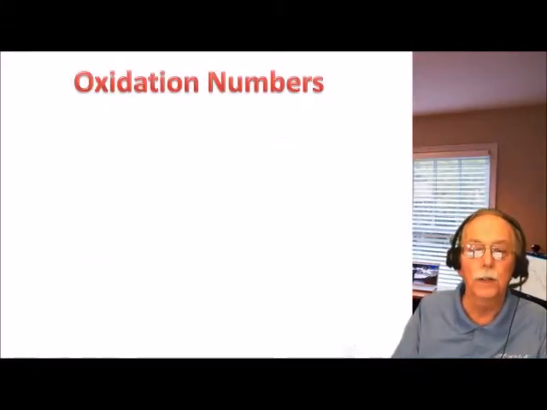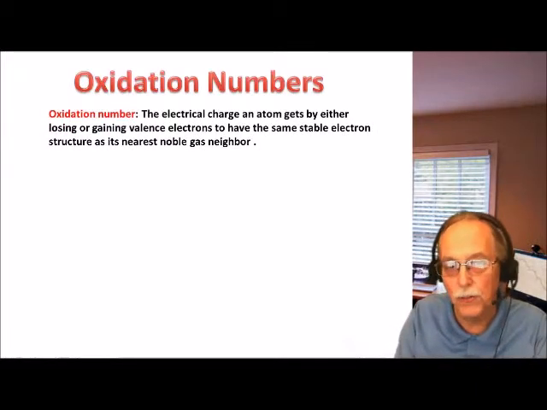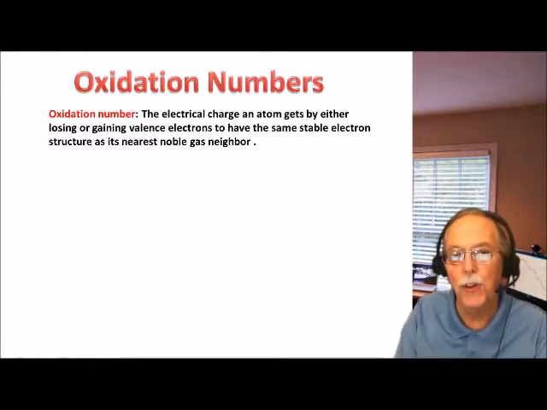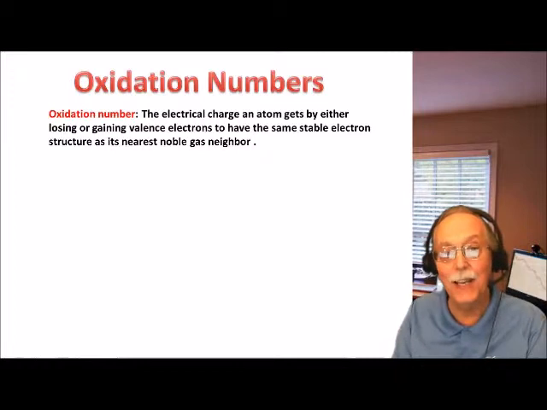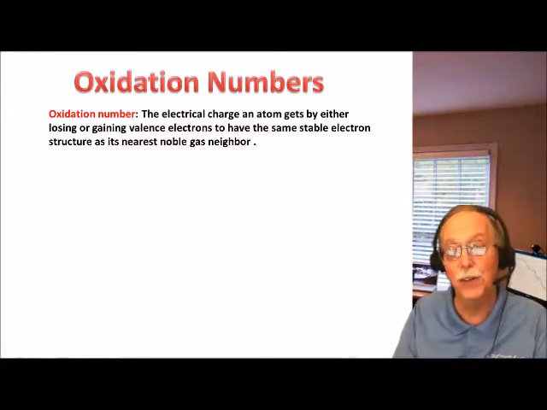Well, let's go ahead and look at the next atom on the periodic table. Before we do that, you want to make sure that you understand our definition for oxidation number. Oxidation number, the electrical charge an atom gets by either losing or gaining valence electrons to have the same stable electron structure as its nearest noble gas neighbor.